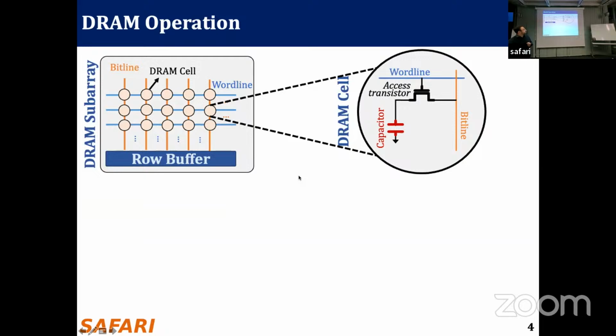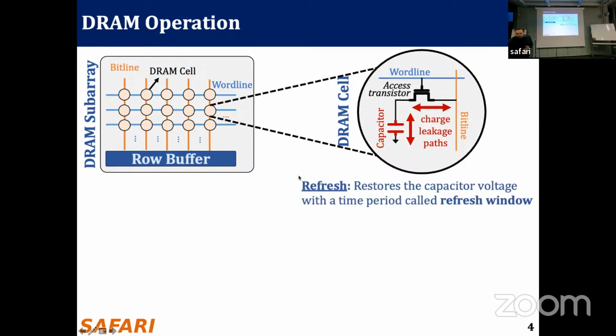This is a DRAM cell on the right-hand side. We have an access transistor and a capacitor. The data is stored as an electrical charge on the capacitor, and there are multiple charge leakage paths in the circuitry, so it is a volatile kind of memory. If you wait long enough, you lose your data. For that, we need to periodically perform operations called refresh operations that restore the lost charge on the capacitor.